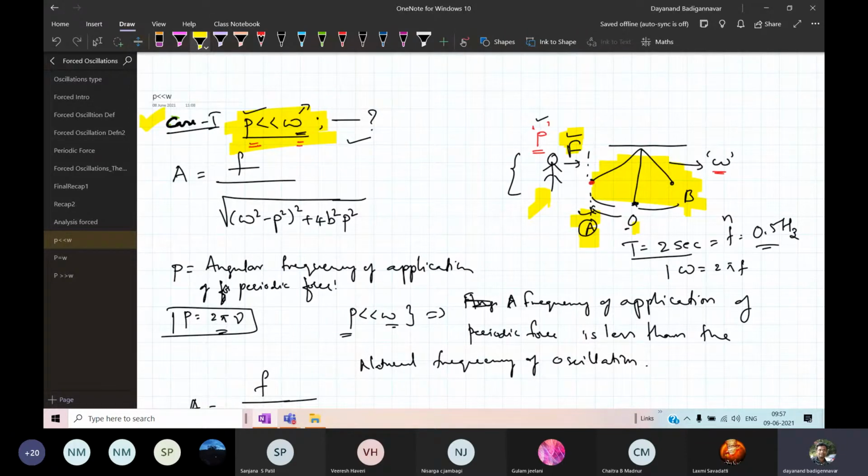It is not going to die. Whenever it is about to die, you just apply the force. That is the meaning of p less than omega.